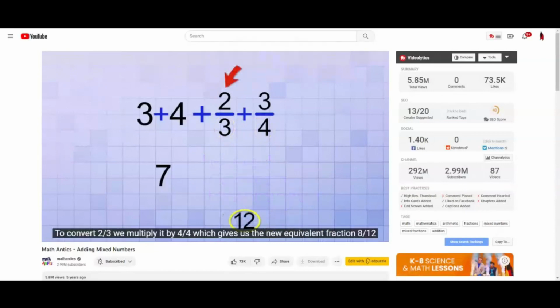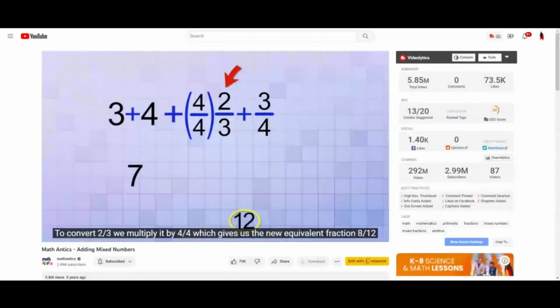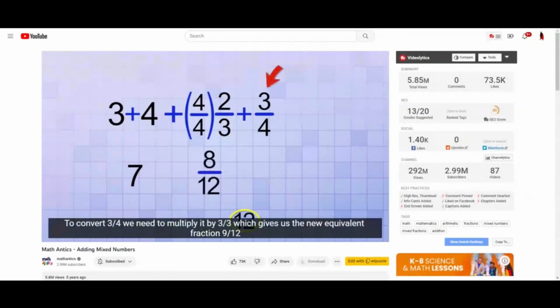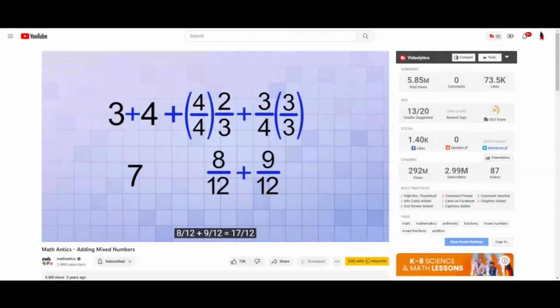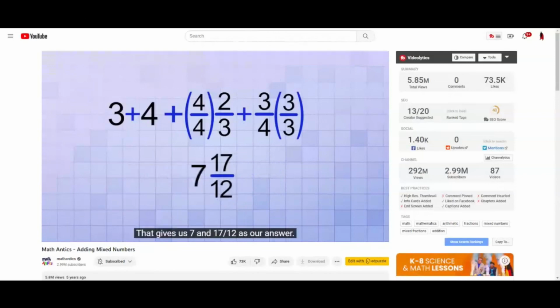To convert 2/3, we multiply it by 4/4, which gives us the new equivalent fraction, 8/12. And to convert 3/4, we need to multiply it by 3 over 3, which gives us the new equivalent fraction, 9 over 12. Now that we have like fractions, we can add them easily. 8 over 12 plus 9 over 12 equals 17 over 12. That gives us 7 and 17/12 as our answer.